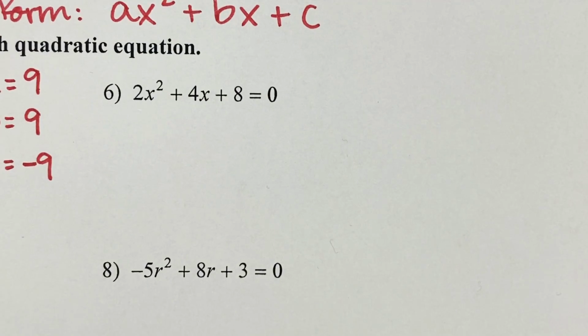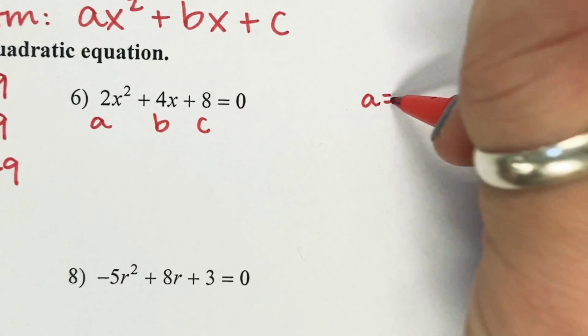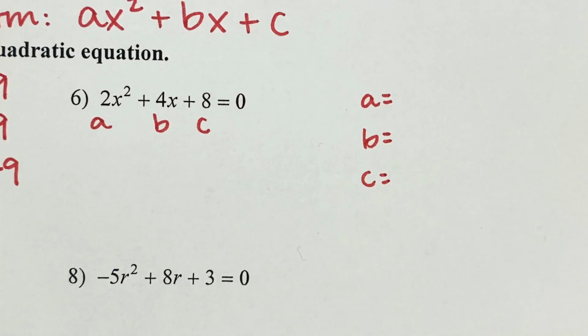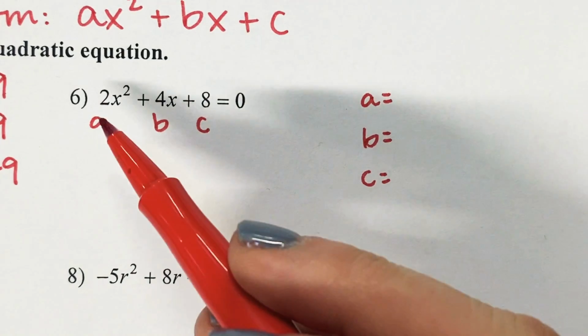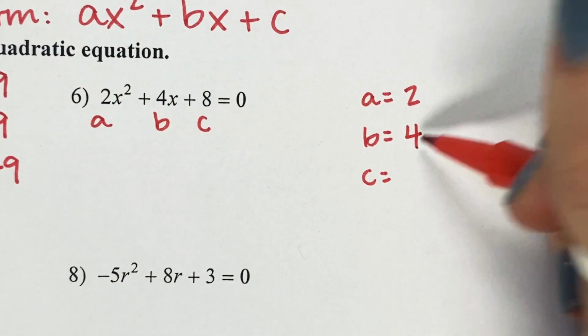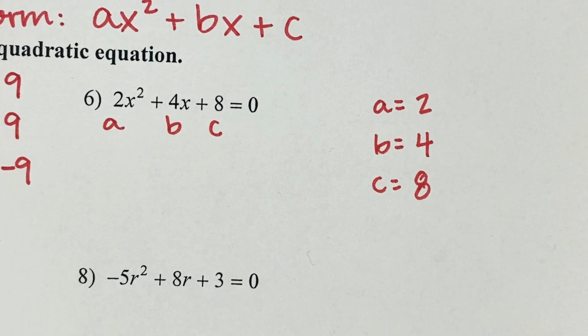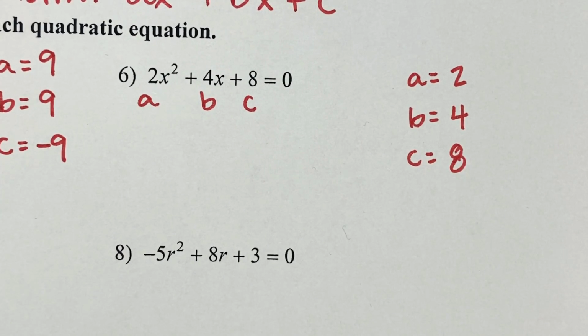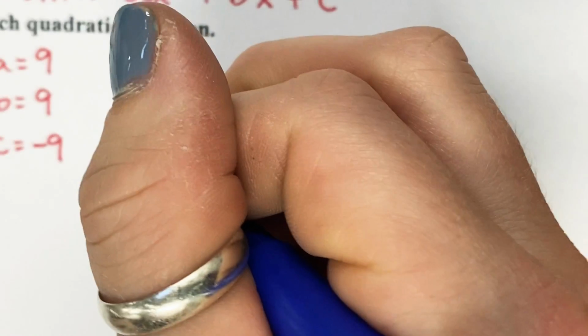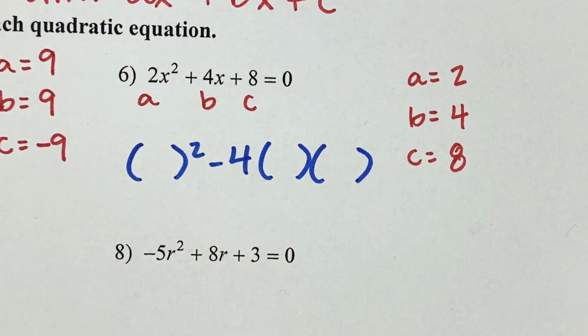Okay, so let's do number 6. So if I have A, B, and C, we can now identify these guys. A, B, C. Okay, so my A is going to be 2. My B is 4. And my C is 8. Okay, now we can go ahead and plug it into our discriminant piece. So b squared minus 4 times a times c.